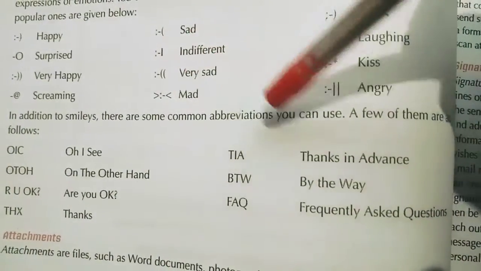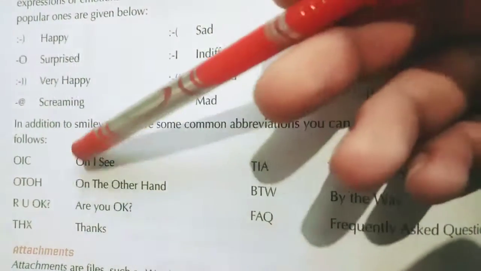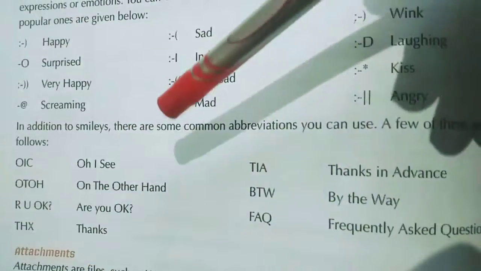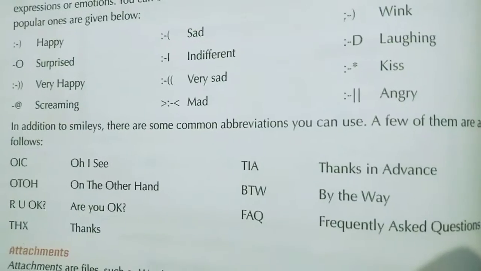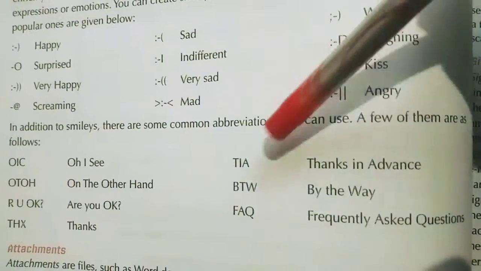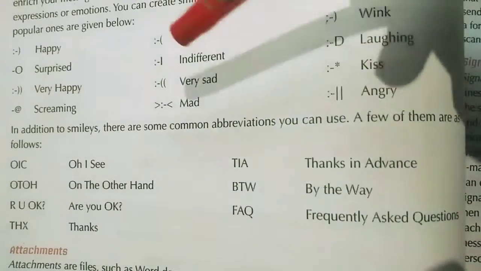In addition to smileys, there are some common abbreviations, that means short forms of many things, you can see. OIC, OTOH, that means on the other hand. RUOK, that means are you okay? So these are the short forms of two or three words. Understood? BTW, that means by the way. So these are the smileys or the short abbreviations you can use in your email.